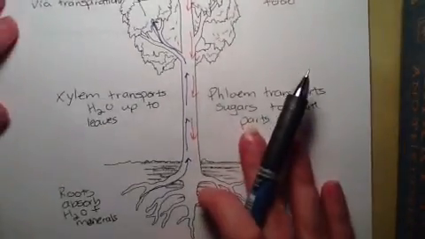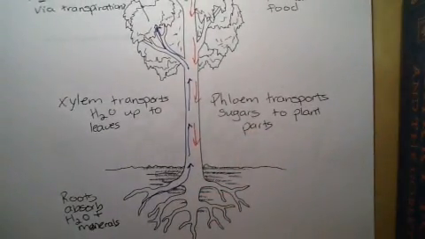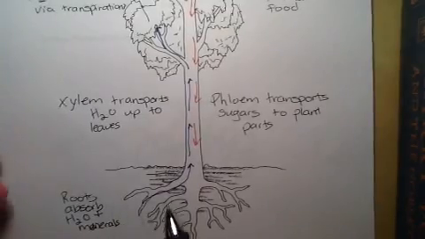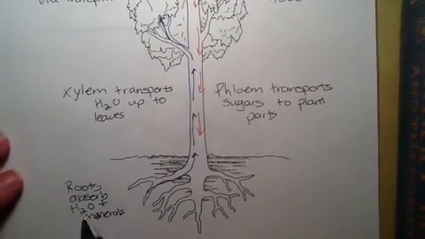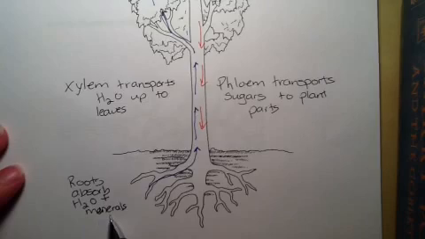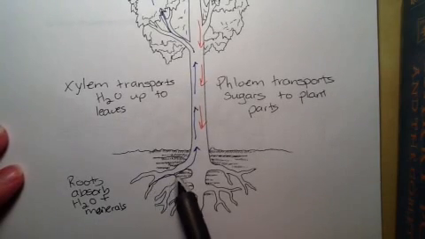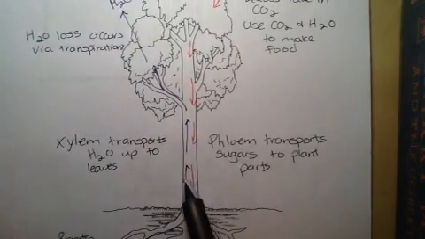All right, so in this video, we're going to talk about transport in plants. I already wrote some stuff because the first video got messed up. So here's what's going to happen. Roots absorb water and minerals, okay? Water and minerals are going to go in through the roots. It's mostly water at this point.